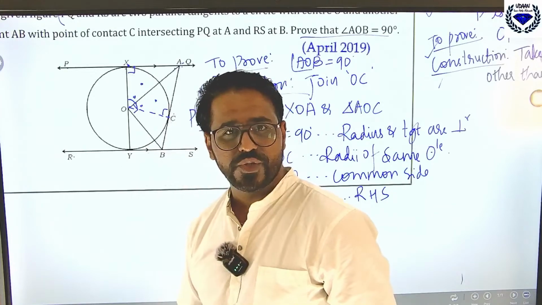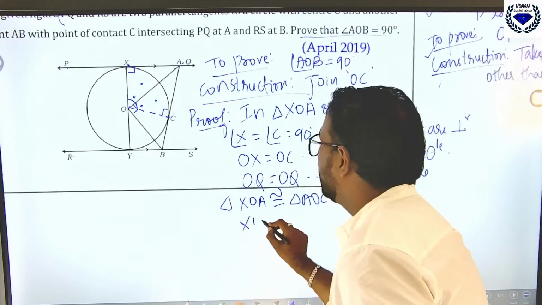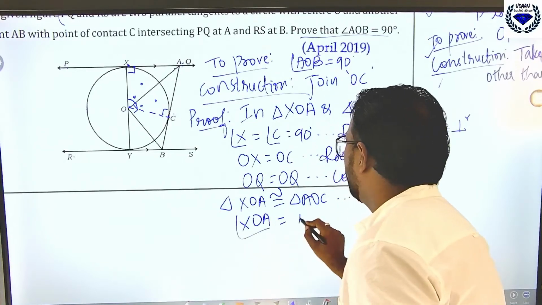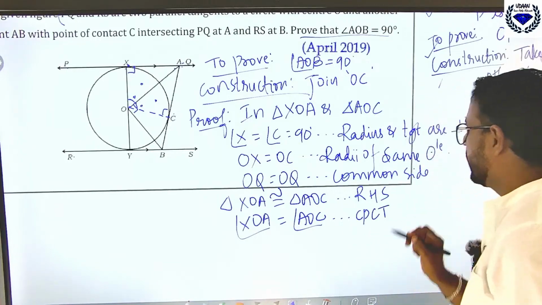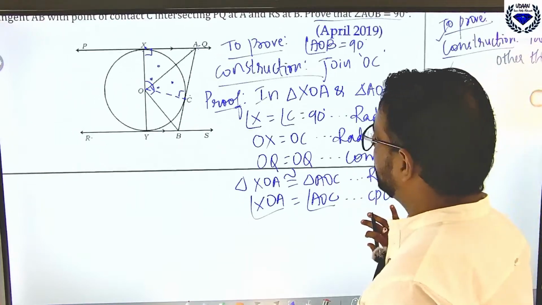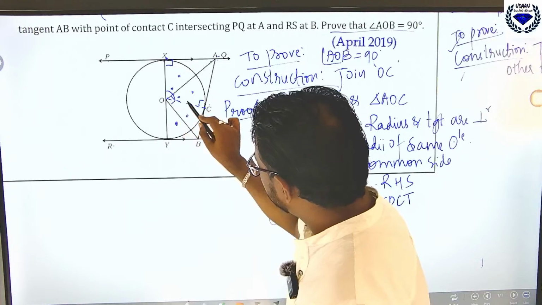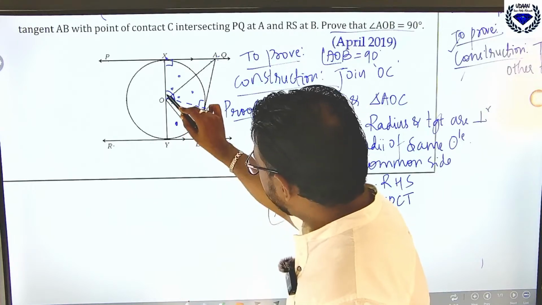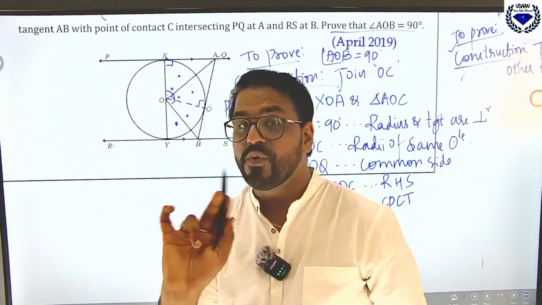Equal. Okay, you should know that these two angles are equal. That means angle XOA is equal to angle AOC. Why? Corresponding parts of congruent triangles. Now look carefully here. Just see these two triangles, COB and BOY. These two triangles are also congruent, but you need not prove it.